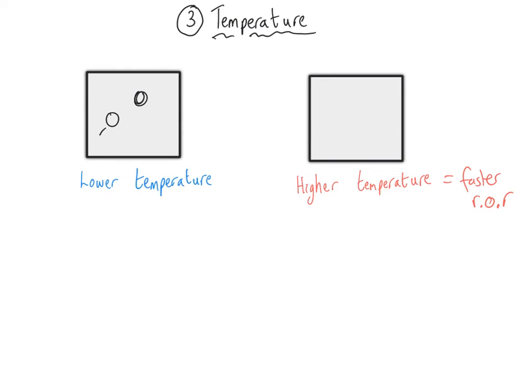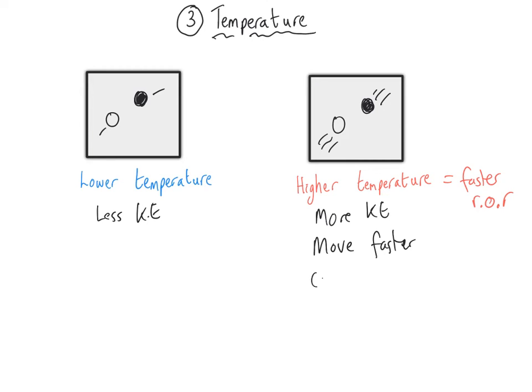So first up, if we consider the lower temperature, the particles at the lower temperature have got less kinetic energy than the particles at the higher temperature. And because they've got more kinetic energy at the higher temperature, let's draw the same particles, they're going to be moving faster. And because they're going to be moving faster, they're going to collide more frequently. And because they're colliding more frequently, it will be a faster rate of reaction.